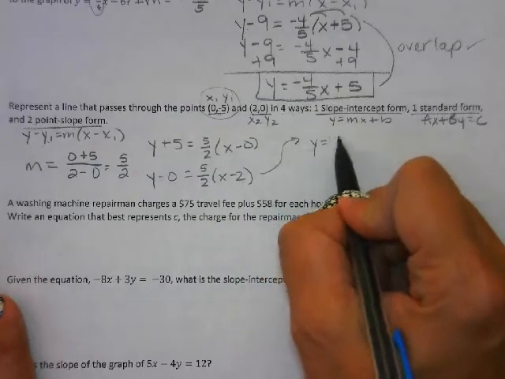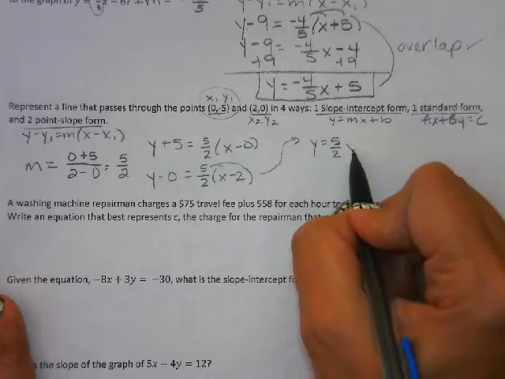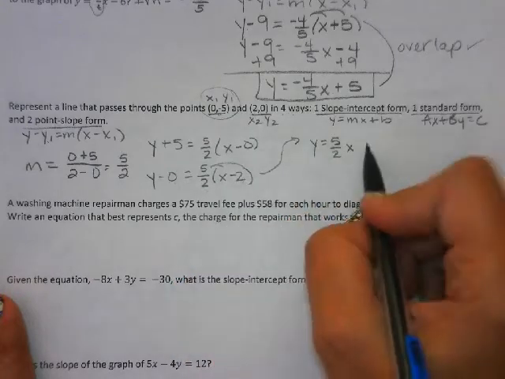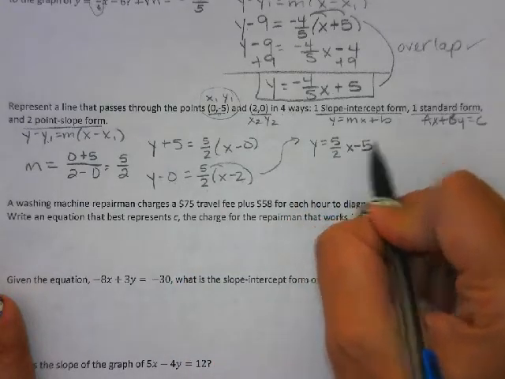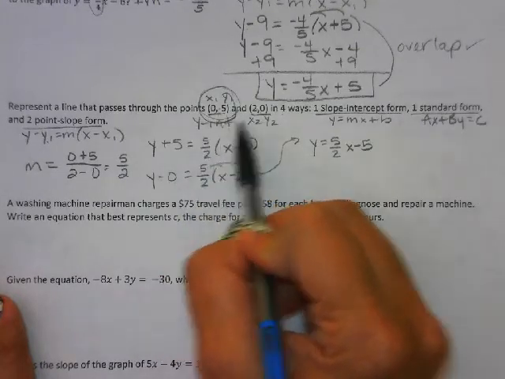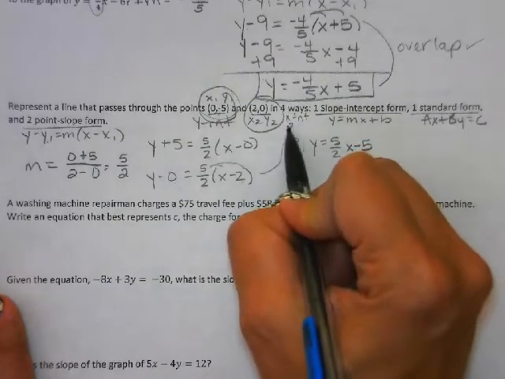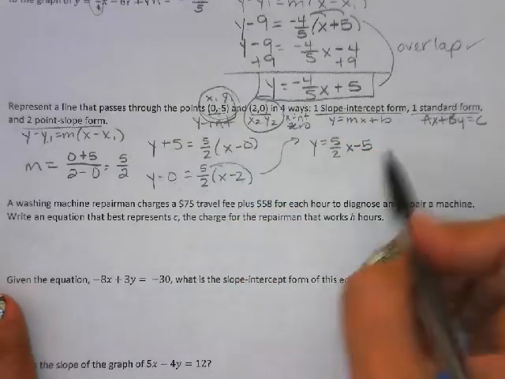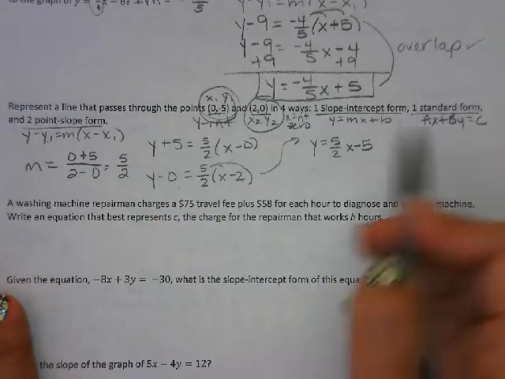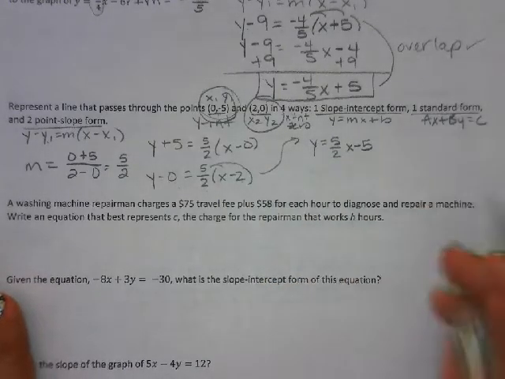So y equals, I'm going to go ahead and distribute 5 over 2x. 5 over 2 times a negative 2 is a negative 5, which you should have identified as your y-intercept. This is actually an x-intercept or a 0. And then we can go to standard form, and you can use either of these methods to go to standard form.